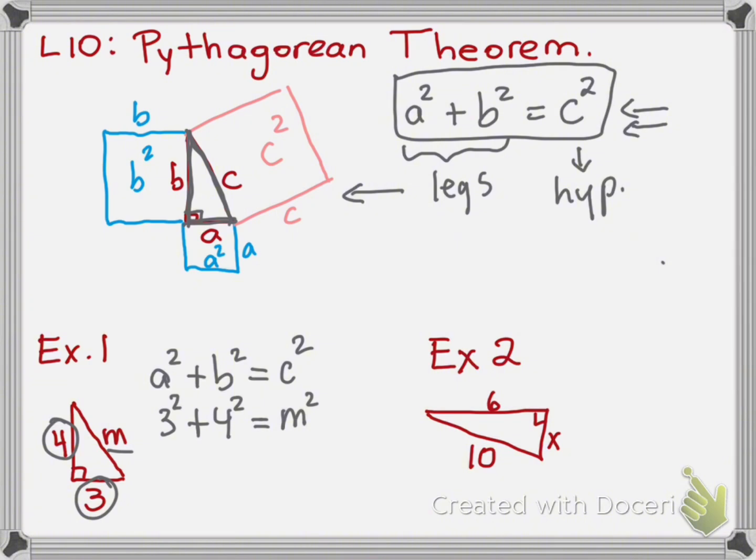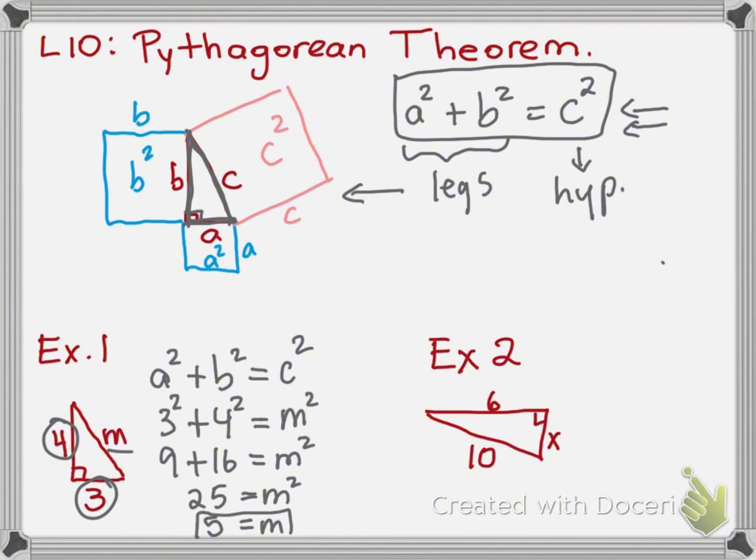Now, we simplify this. This is 9 plus 16, and that's m squared. Now, that's 25, and that's m squared. So the square root of 25 is 5. And that is the value of m in this case.